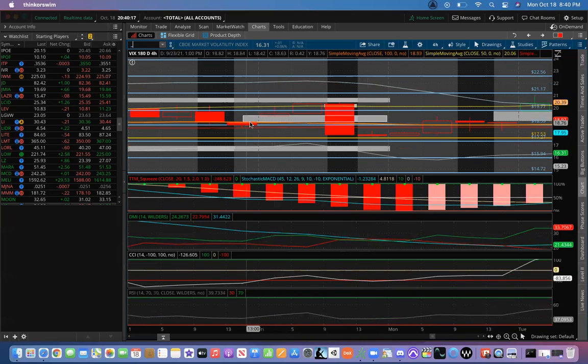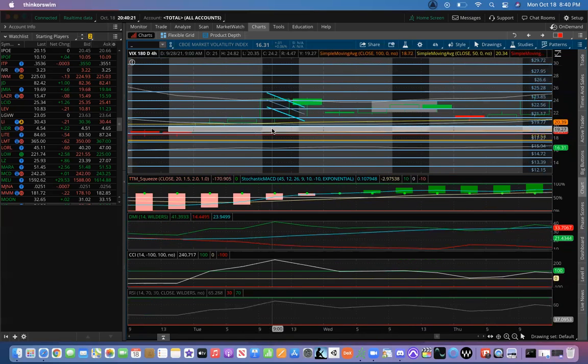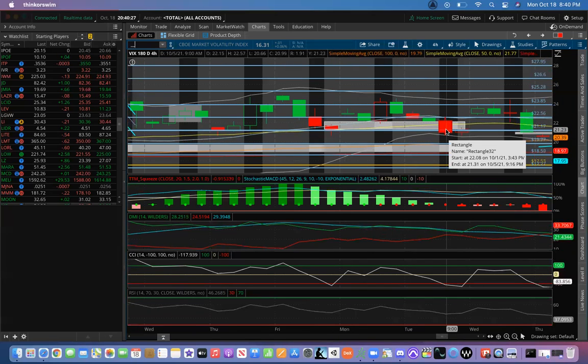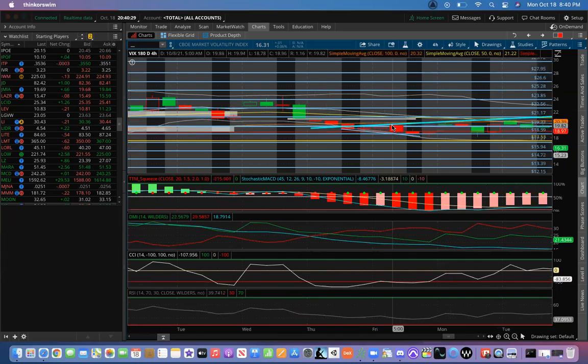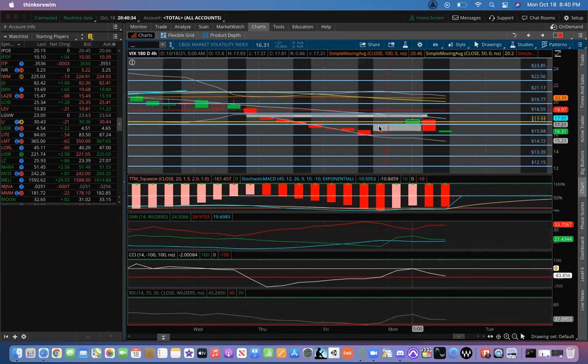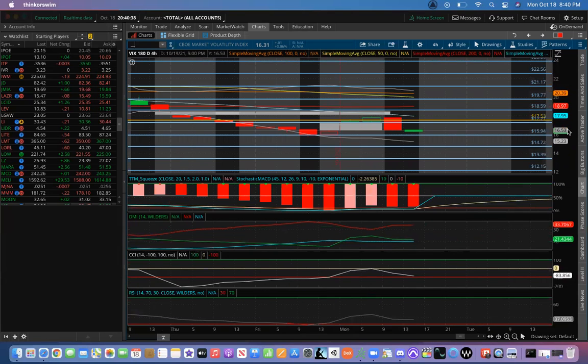Gap right here, and then it filled right there. Gap right here, and so on and so forth. Gap right here got filled over here a couple days later. Gap right here got filled up here, and so on and so forth. Which brings us to today, playing the downside.